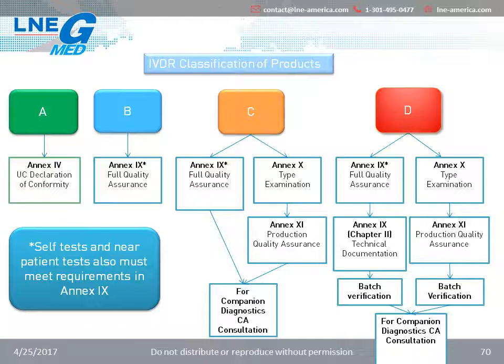Manufacturers of Class B devices shall be subject to conformity assessment as specified in Chapters 1 and 3 of Annex 9. This is an assessment of the full quality management system and an assessment of technical documentation for at least one representative device per category of devices. For self-testing and near-patient testing, the manufacturer shall follow the procedure for assessment of technical documentation set out in Section 5.1 of Annex 9.